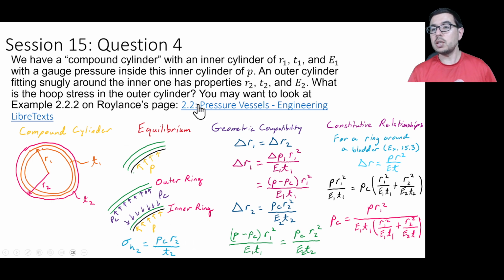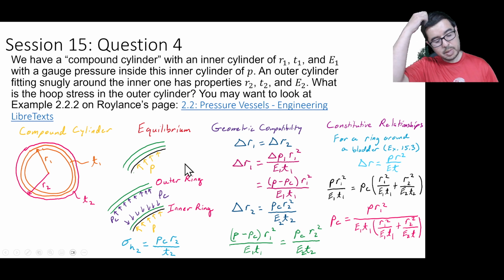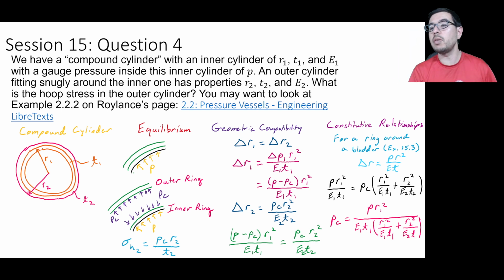And just, I think the Canvas page is asking for the final answer in megapascals. So just remember that 10 to the 6 pascals is equal to 1 megapascal. So if you're keeping your units all in pascals, in the end, you're going to want to multiply by 10 to the minus 6.